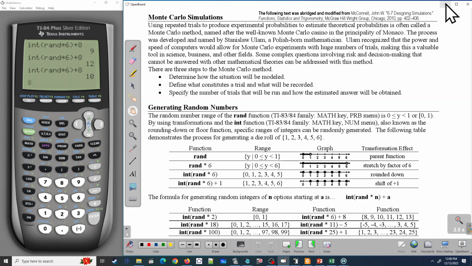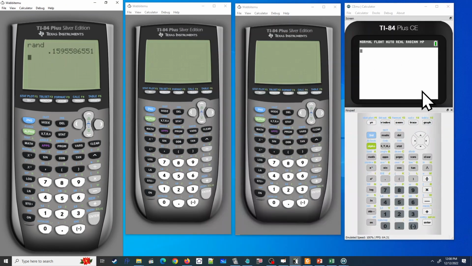Now what I want to get into is the pseudo-randomness, and I would like to explain what happens here. So I have a calculator here that says random, and that number came up. And I'm going to come over here, hit math, come over here, random on that one, and hit enter there.